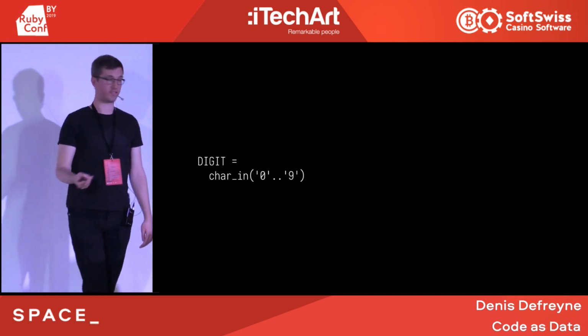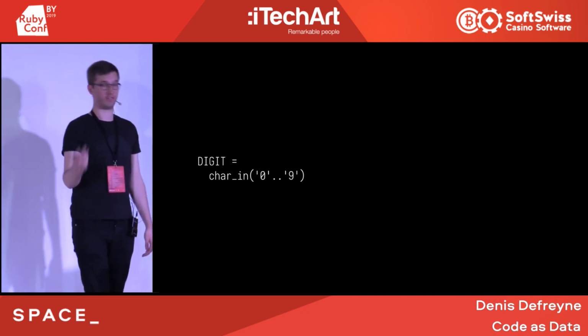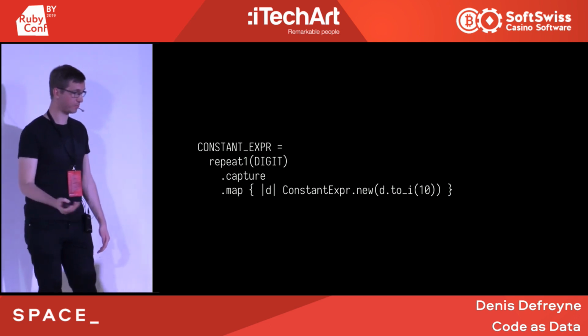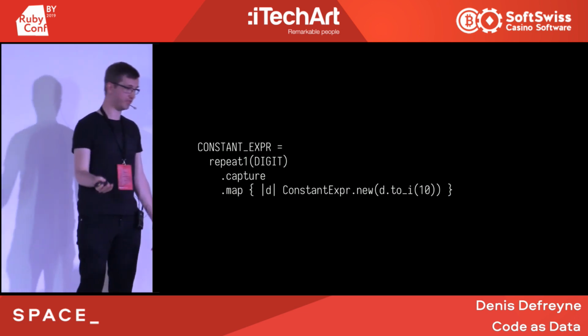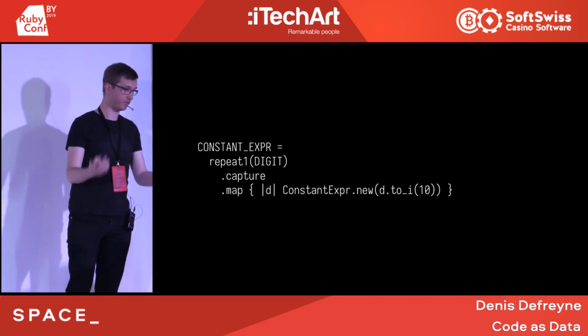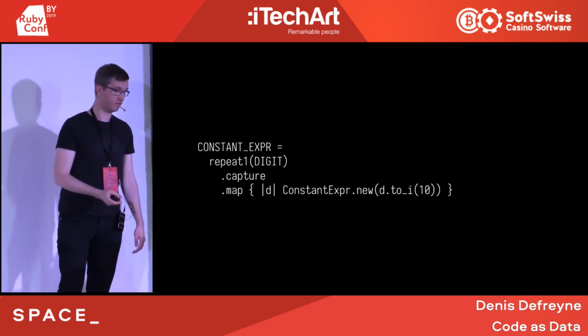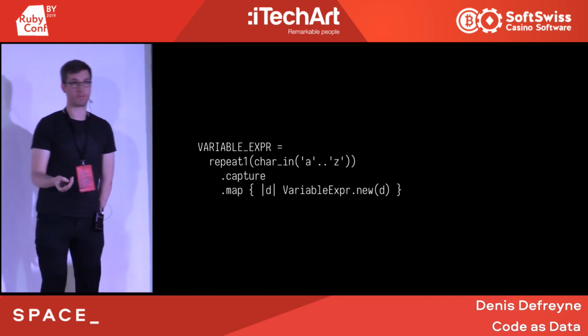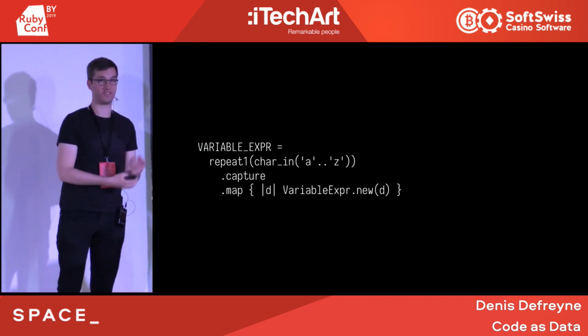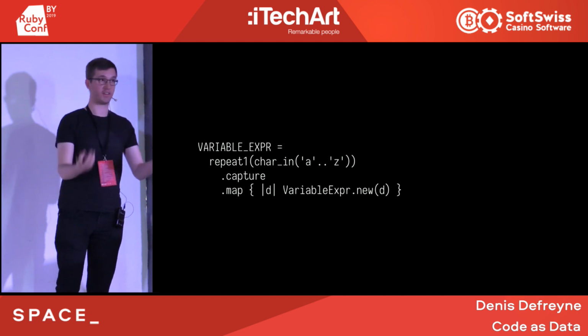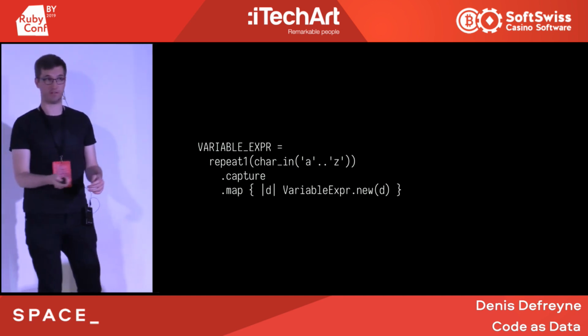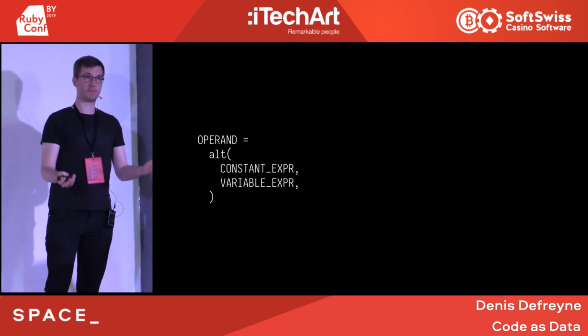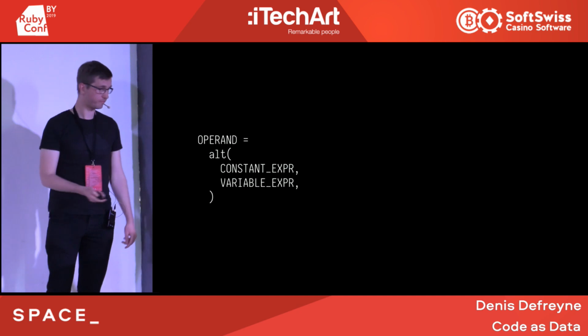I'll define a digit as any character in the range from 0 to 9. A constant expression is a repetition of one or more digits, which I want to capture and then turn into a constant expression. When I have the data, I call .to_i with base 10, because these are base 10 numbers. The variable expression is a repetition of one or more characters in the range A to Z. I capture that as well and create a variable expression out of it. An operand is either a constant expression or a variable expression.